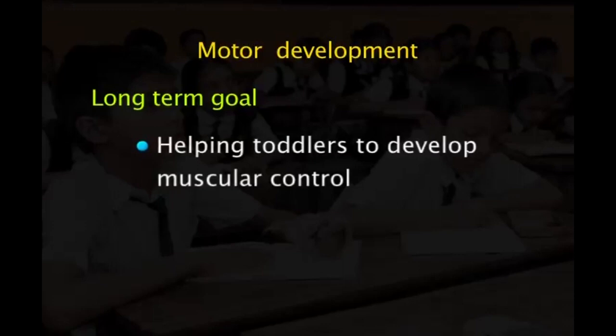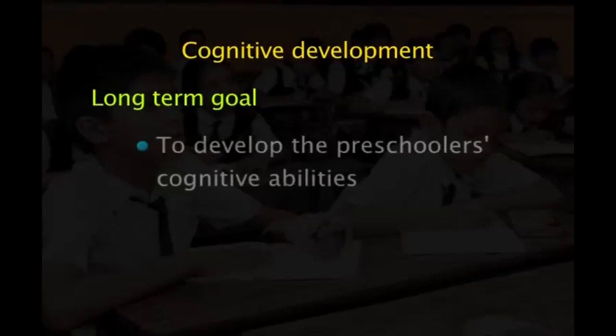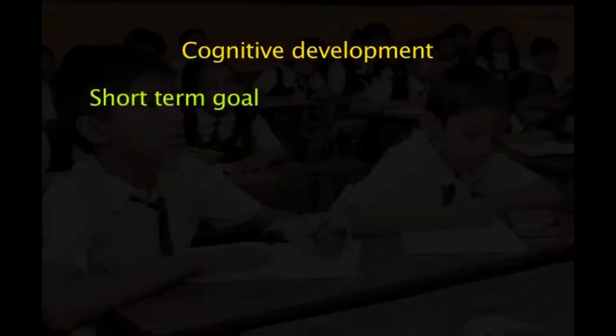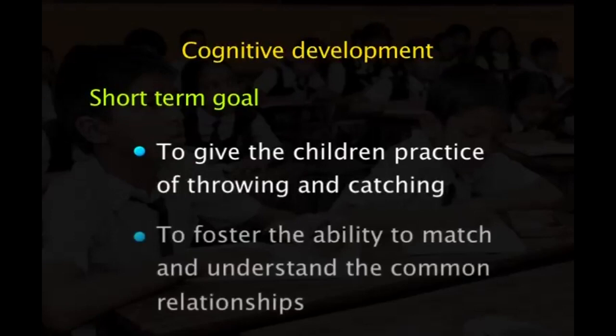For example, if you take the motor development area, the long-term goal can be helping toddlers to develop muscular control, and the short-term goal can be to help the children practice walking. In the cognitive development area, the long-term goal can be to develop the preschoolers' cognitive abilities. And the short-term goal will be to give the children practice of throwing and catching, to foster the ability to match and understand common relationships.